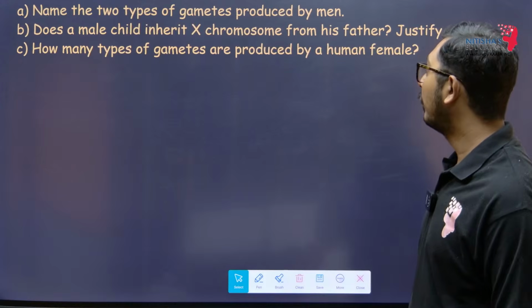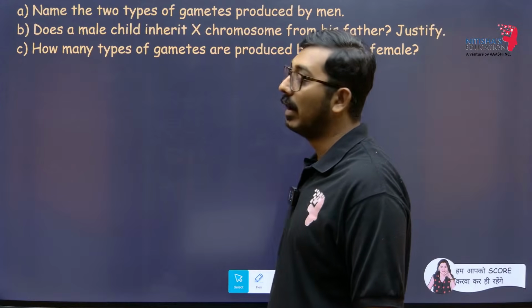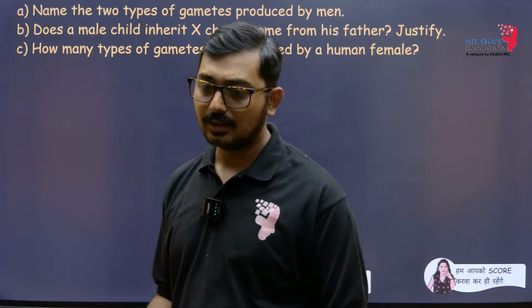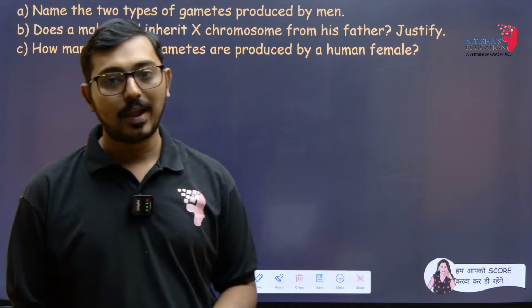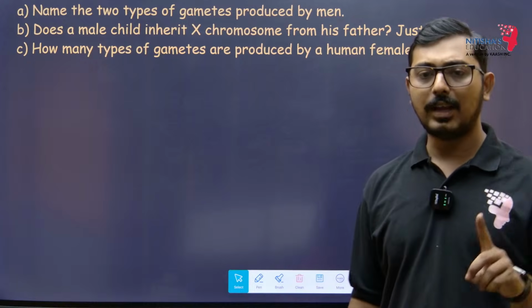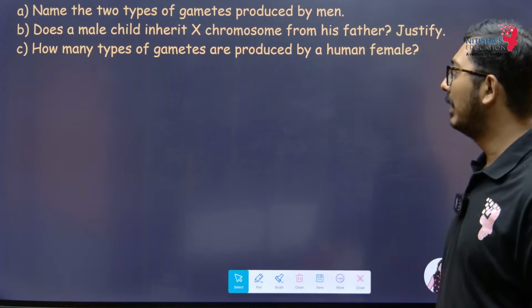Name the 2 types of gametes produced by man. Quite obvious answer. It is X chromosome and Y chromosome. These are the 2 gametes which have been produced by the man. For female, it is only 1 gamete, which is X chromosome, but for male, it is 2.